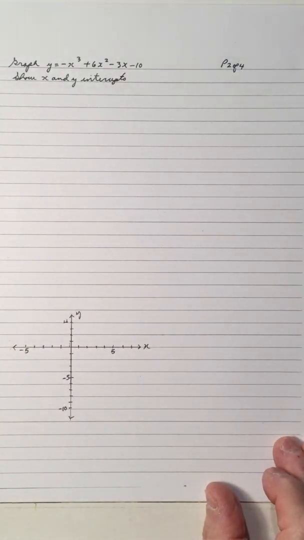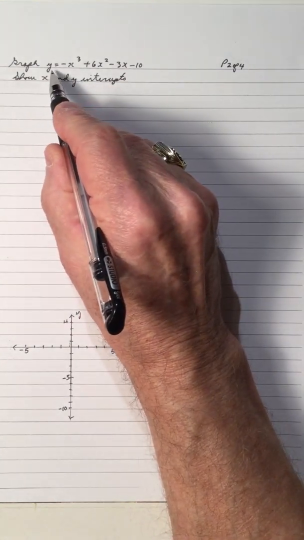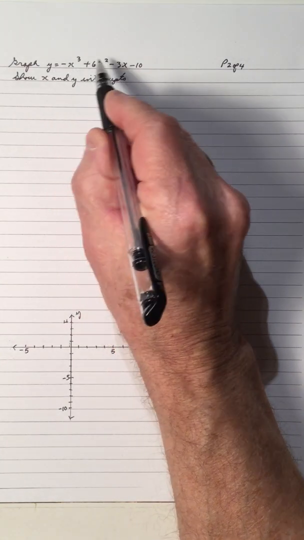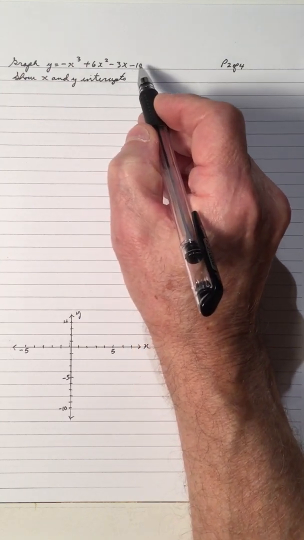Hi, welcome to my video on graphing a polynomial from the general equation. The equation I'm talking about is y equals negative x cubed plus 6x squared minus 3x minus 10. We're going to graph this equation.